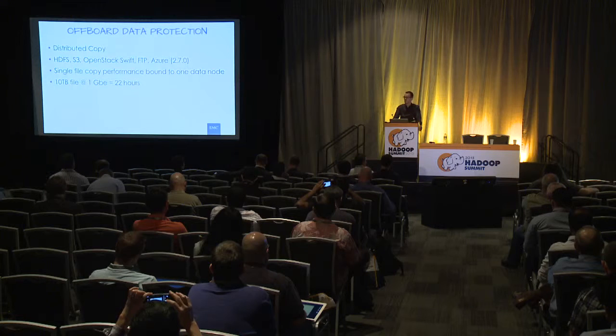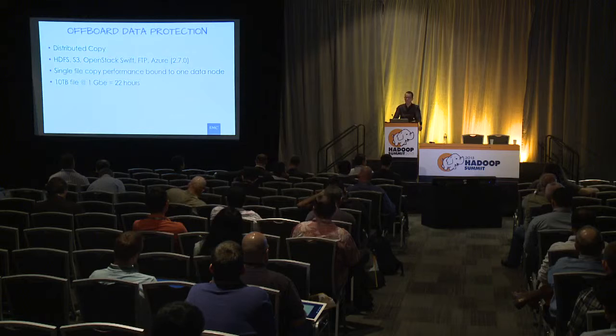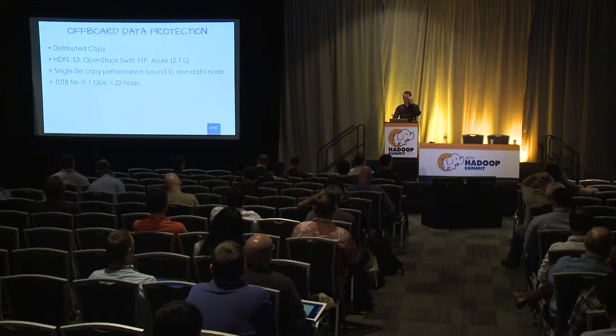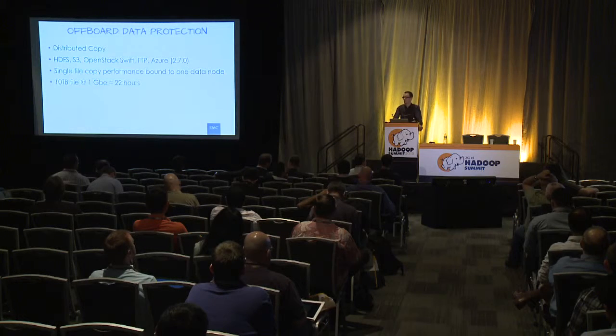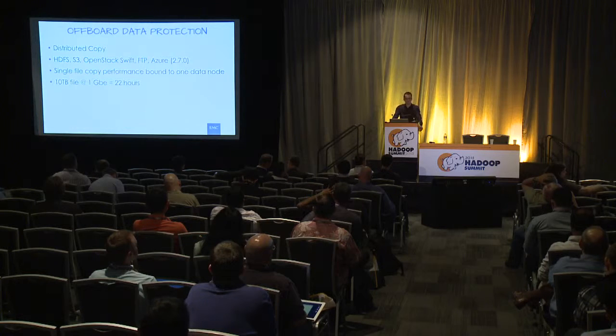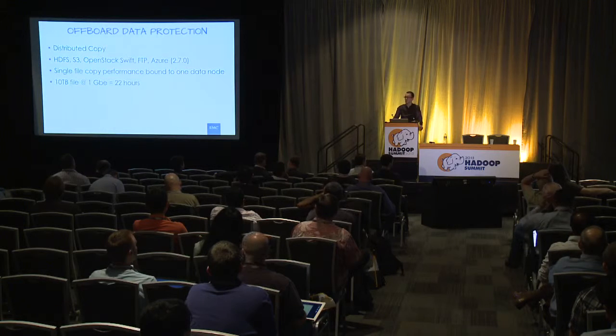However, each file copy is mapped to one node. Now, it's normal to have very large files in Hadoop environments. So if you think about the consequence of this, for a single file copy, the performance is bound by the network on that one node that it's going out on. As an example, a 10 terabyte file with a 1 gig interface is going to take you 22 hours to copy, which is quite a long time.